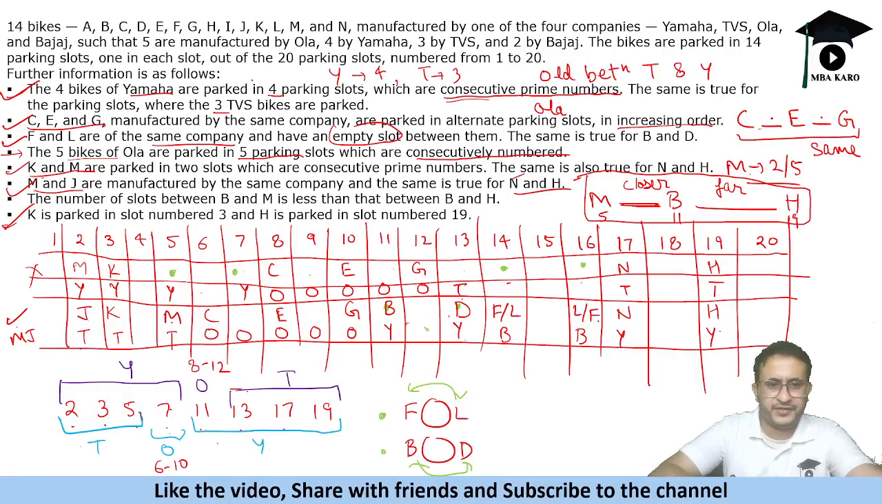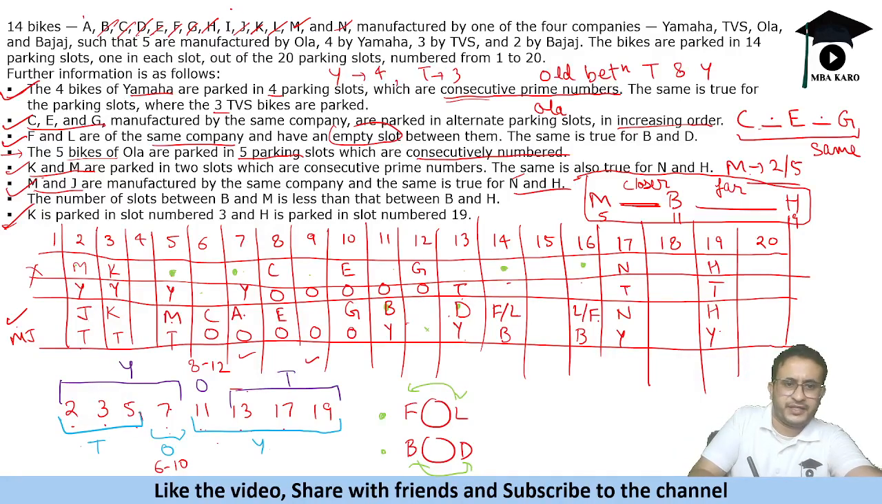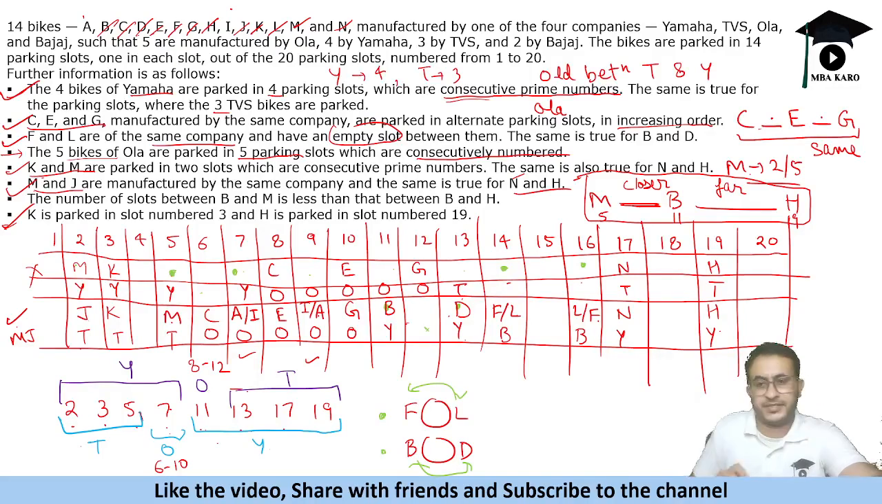Similarly, now we are left with two more bikes, in slot numbers 7 and 9. I think we have not put A. B we have put, C is done, D is done, E is done, F is done, G is also done, H is also done, I is not done. J is done, K is done, L, M, N, all these are done. So the remaining ones are A and I. So we have AI or IA. So this completes the arrangement.